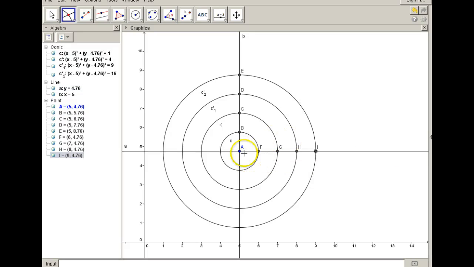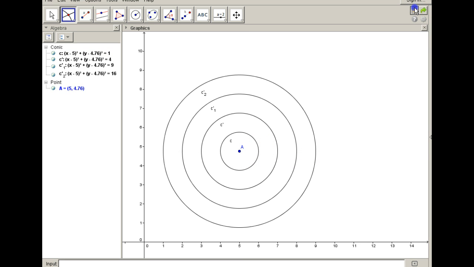Okay, so now what I've done is I've constructed some circles. These are called concentric circles. I'll tell you how I made this. Well, let me go back and I'll show you. Okay, I'll go undo all of this.